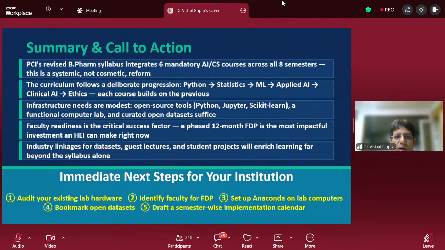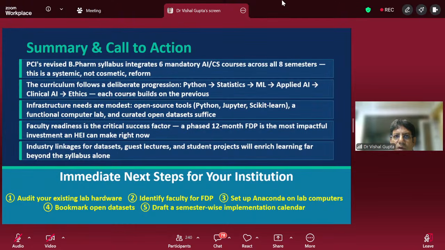Summary and call for action. Some of the important points I would like you to remember: PCI has revised its curriculum, integrating 6 mandatory AI and computer-oriented courses across 8 semesters. This is a systemic reform and not a cosmetic reform. It was a very Herculean task for them, and we should congratulate PCI for bringing it out. The curriculum follows a deliberate progression model from Python to statistics to ML to applied AI to clinical AI to ethics, and each course builds upon the previous one.